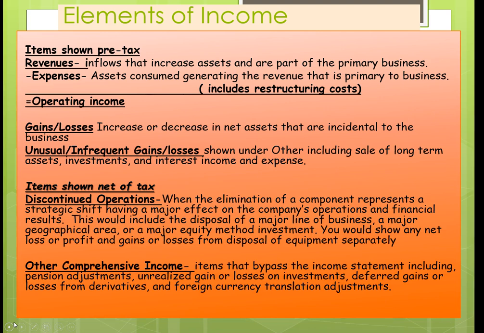And then after you do that, you get net income, and then you also get a second part, which a lot of times is a second page, called Other Comprehensive Income. These are items that bypass the income statement, including pension adjustments, unrealized gains or losses on investments, deferred gains or losses from derivatives, and foreign currency translation adjustments. These are always shown net of tax.